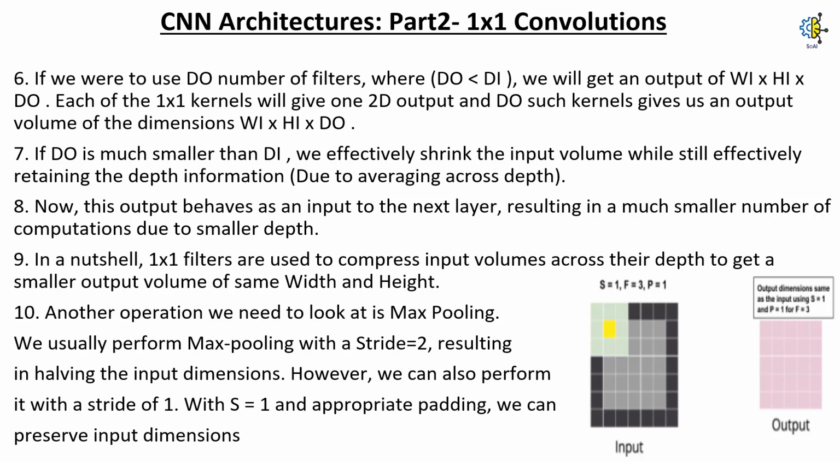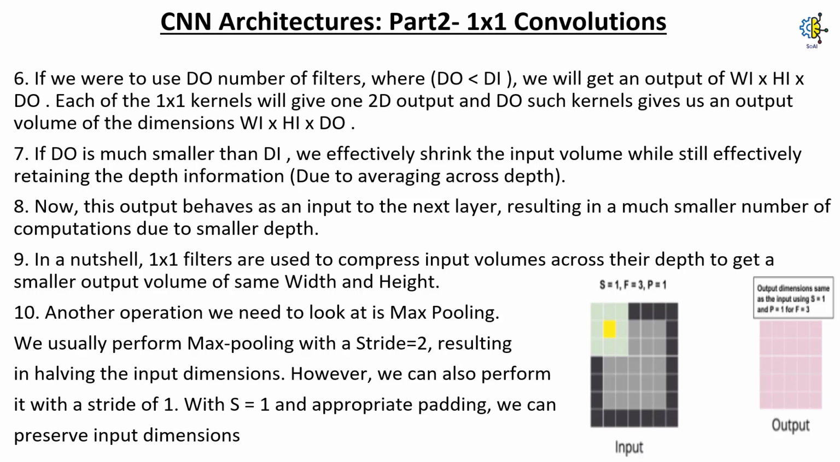Each of the 1x1 kernels will give one 2D output, and d_out such kernels give us an output volume of the dimensions w_i, h_i and d_out. If d_out is much smaller than d_i, we effectively shrink the input volume while still retaining the depth information due to averaging across depth. Now, this output behaves as an input to the next layer, resulting in a much smaller number of computations due to a smaller depth. In a nutshell, 1x1 filters are used to compress input volumes across their depth to get a smaller output volume of the same width and height.